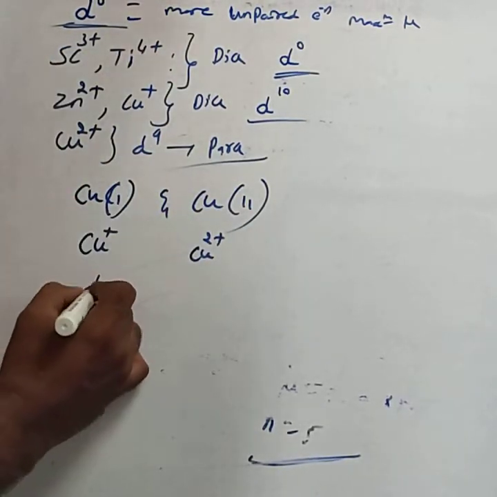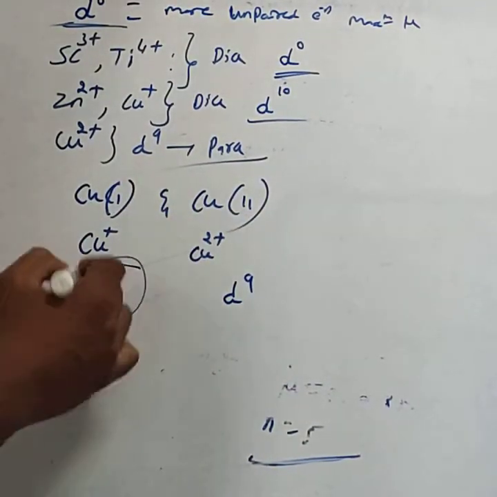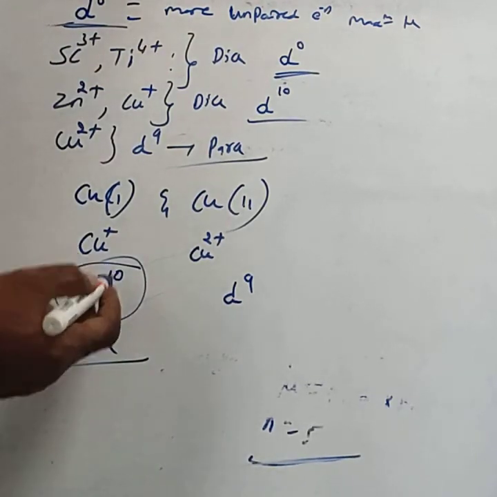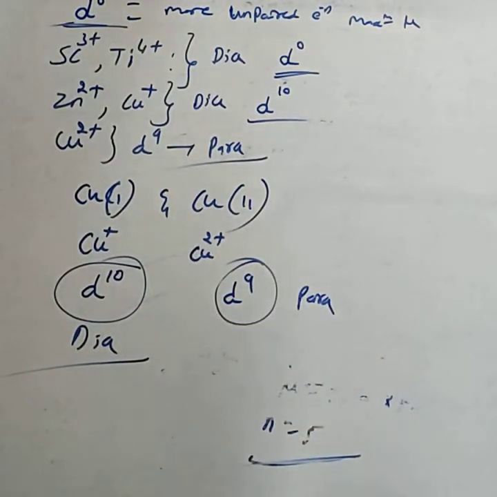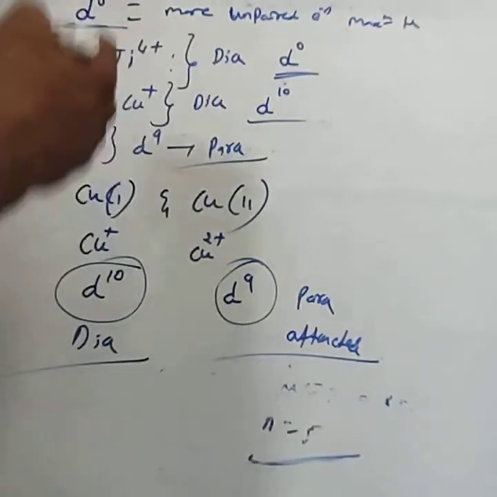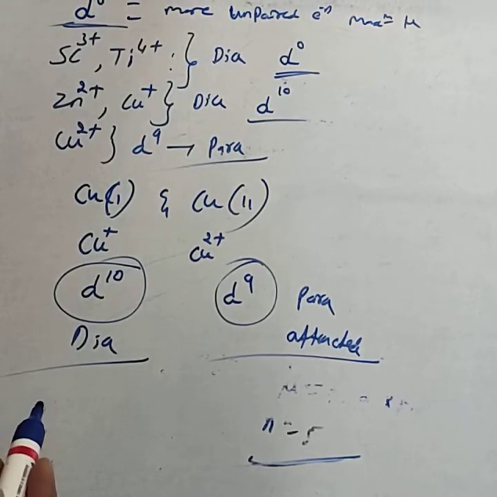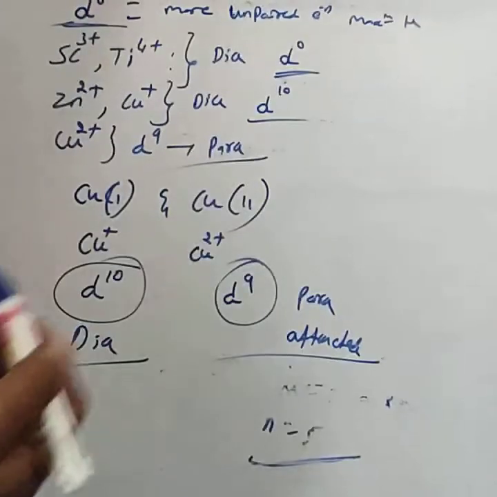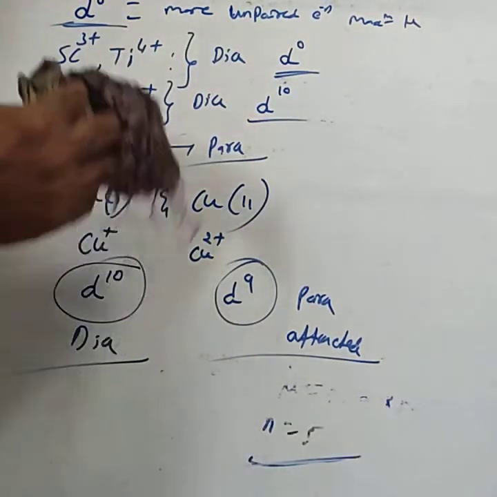Copper 1 has d10 configuration. Copper 2 has d9 configuration. d10 means this is diamagnetic. Diamagnetic means it is repelled by the magnetic field. d9 means it is paramagnetic in nature. Paramagnetic means it is weakly attracted by the magnetic field. For any type of ion, you have to first write the configuration. If it has d0 or d10, they are diamagnetic in nature and are repelled by the magnetic field. If d1 to d9 configuration, they are said to be paramagnetic and are weakly attracted by the magnetic field. This is about the magnetic property.